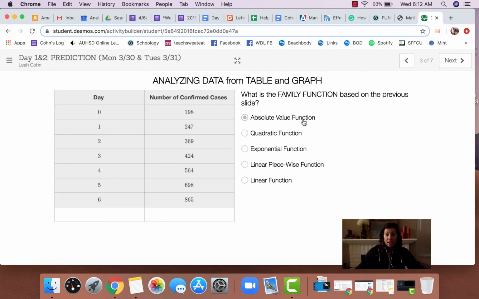Again, absolute value would be a V shape. Quadratic would be a U shape. Exponential would show it's growing. Linear piecewise would show it going all different ways. And linear would be a straight line. So you pick your answer for this one, and then click next.